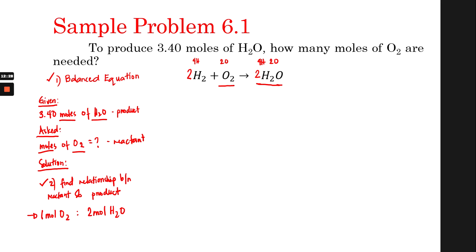After identifying this, again, you can find this in your balanced equation. This is 1 mole because you only have 1 mole of oxygen. But in this situation, you have 2 moles of H2O. So the relationship between oxygen and H2O is 1:2. This is important because now you are going to use this relationship to find the moles of oxygen. So number 3, let's find the moles of oxygen.